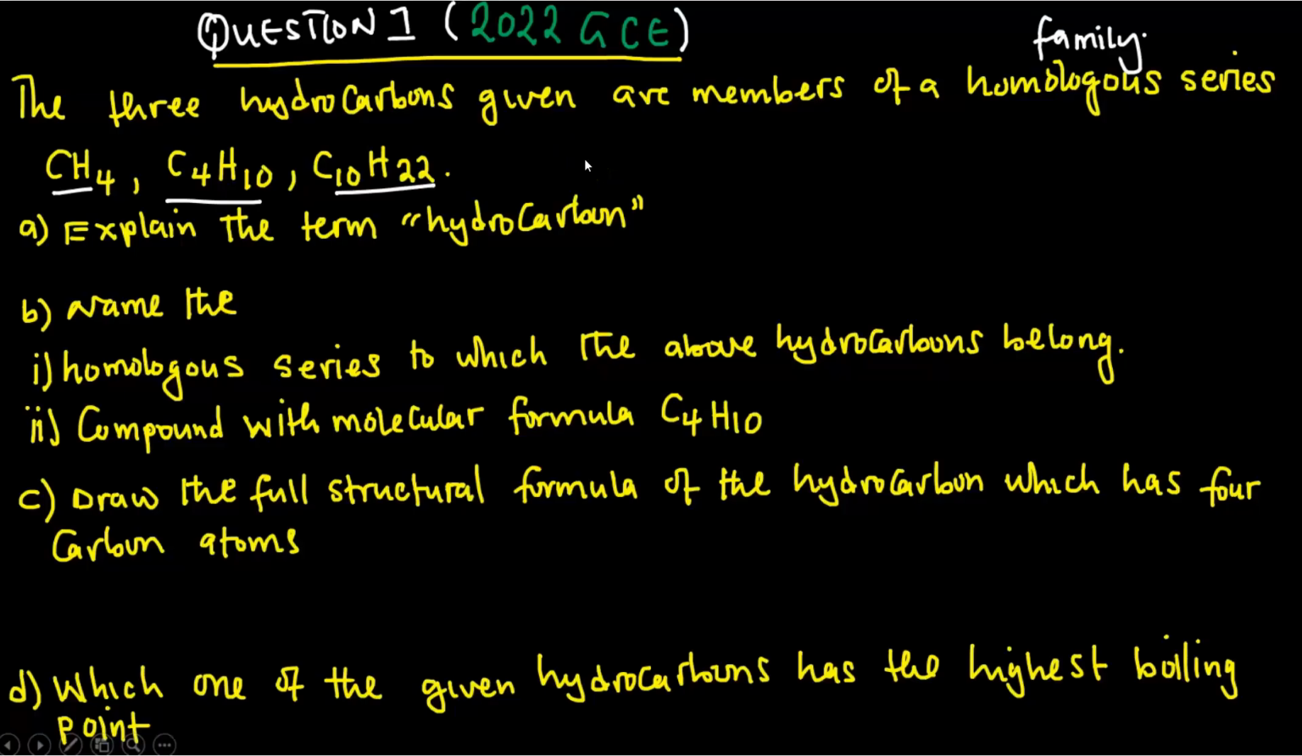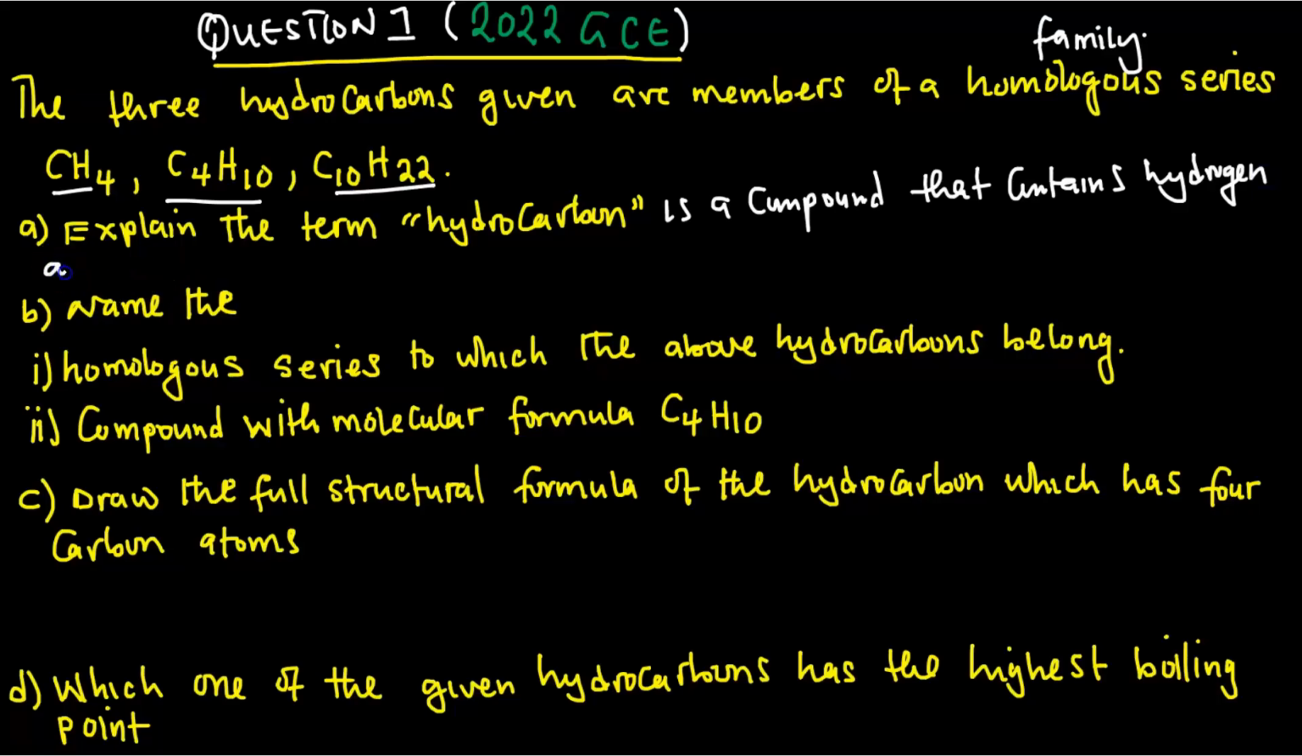The first question is: explain the term hydrocarbon. The term hydrocarbon, you can define it as a compound that contains carbon and hydrogen only. As the name suggests, hydrocarbon. So it's simply a compound that contains hydrogen and carbon only. That is how you answer this question, and this question was only 1 mark. So for writing this, you are given a mark.